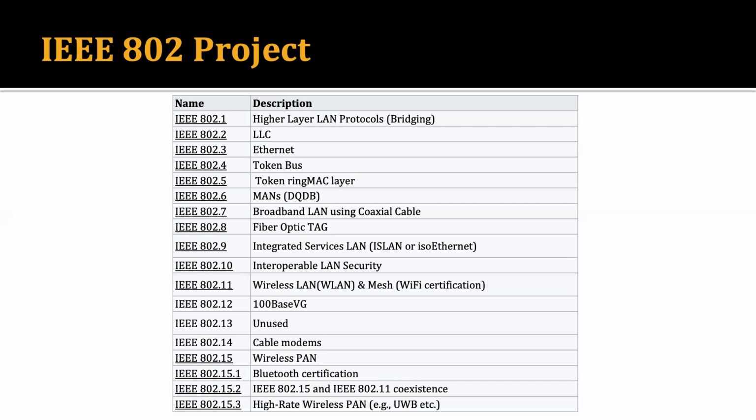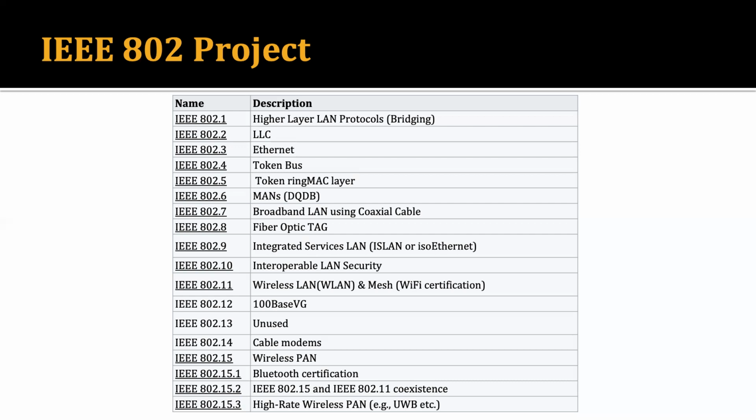Then 802.2 is for link layer control. The data link layer is divided into two parts, link layer control and the MAC protocol, the MAC layer. So 802.2 is for that particular sublayer, which is part of the data link layer. Then 802.3 is dealing with Ethernet, so the wired Ethernet that we are using. Then we have 802.4, dealing with the token bus. 802.5 is token ring in the MAC layer.